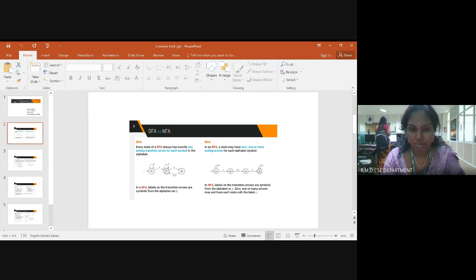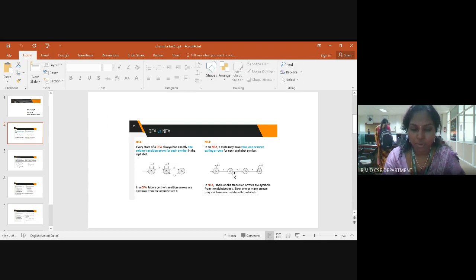But in a non-deterministic finite automaton, a state has one or more, or zero, existing arrows for each alphabet symbol. The example given here: from Q1, on 0 it goes to Q0, and on 1 it goes to Q1. So one transition, one state. But in the non-deterministic automaton, in Q1, for one input it goes to Q1 itself and it also goes to Q2. So it is zero, one or more existing arrows.